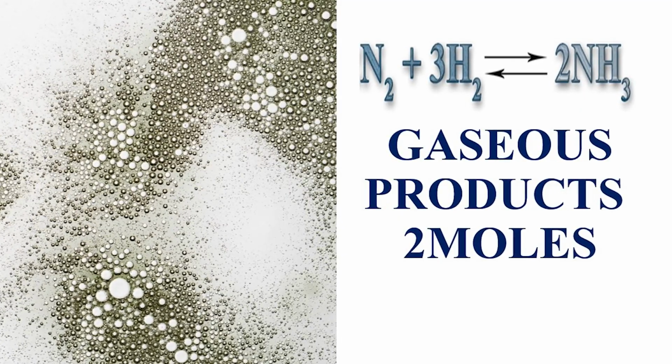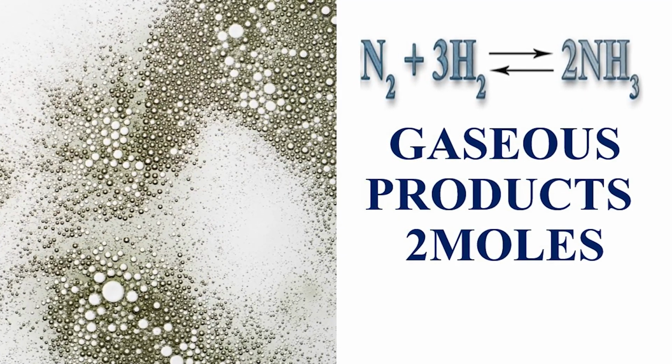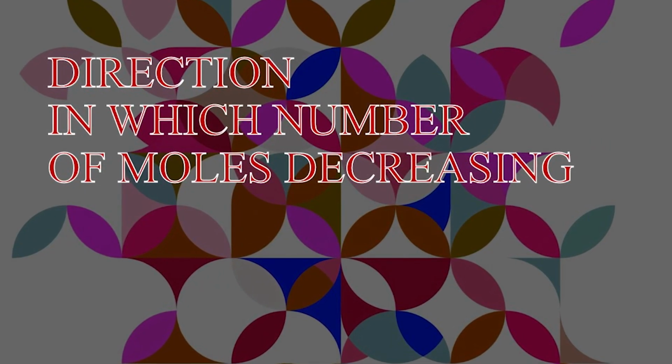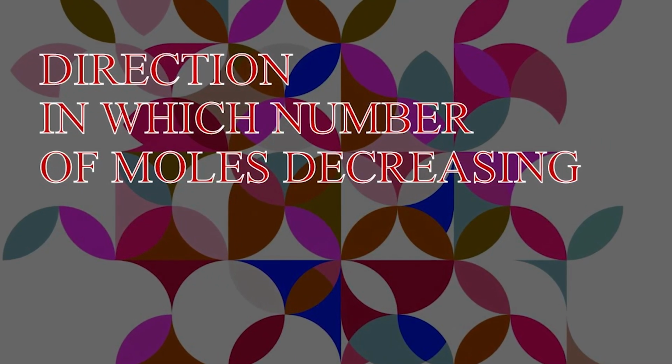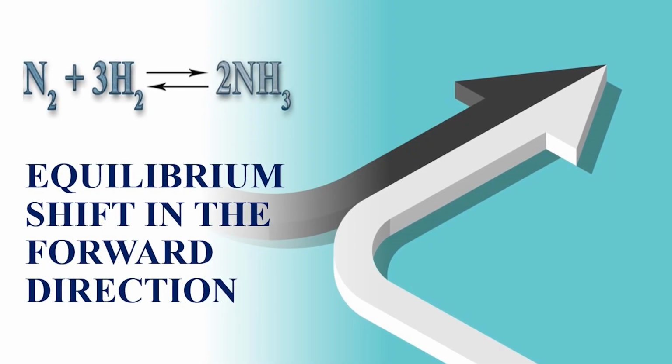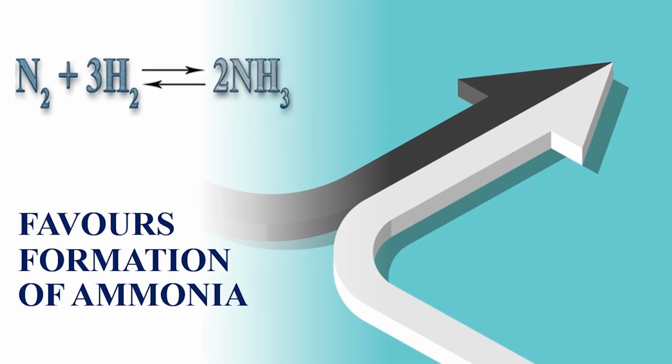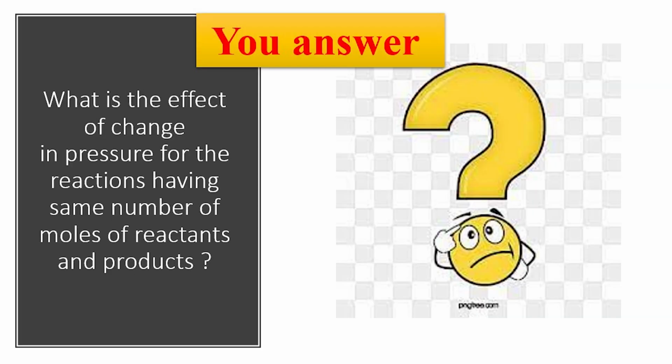So, on increasing pressure, according to Le Chatelier's principle, the system will move in the direction in which the number of moles decreases. So, in the case of ammonia, on increasing the pressure, the system will move in the direction of formation of ammonia. So, we can say that formation of ammonia is favored by increasing the pressure. And if we decrease the pressure, equilibrium will shift in the backward direction. That means decomposition of ammonia will take place. This is the effect of pressure on an equilibrium system.